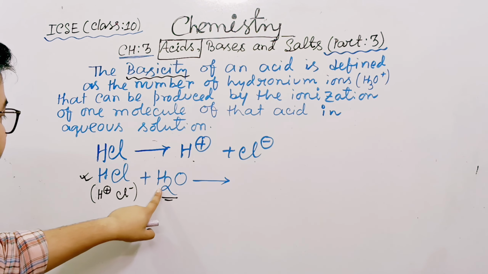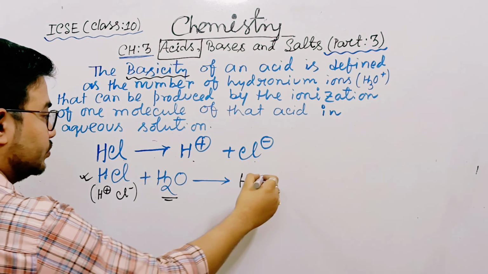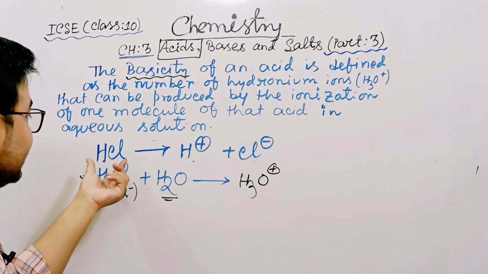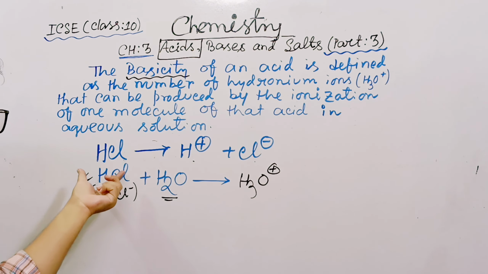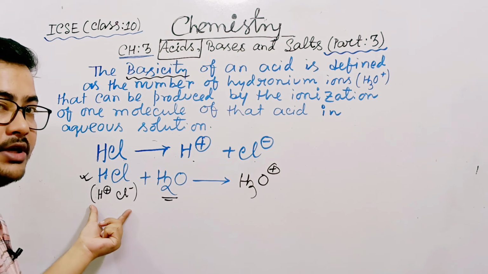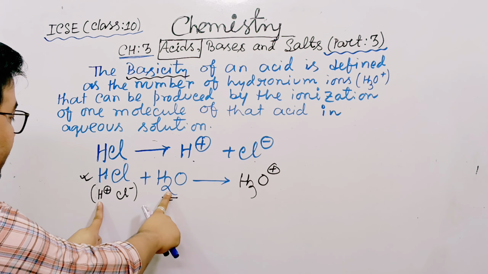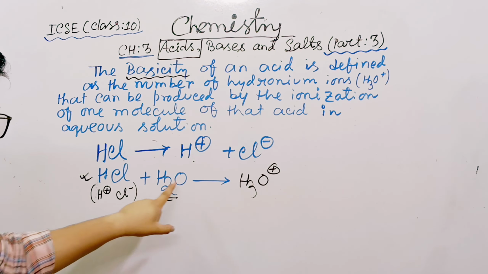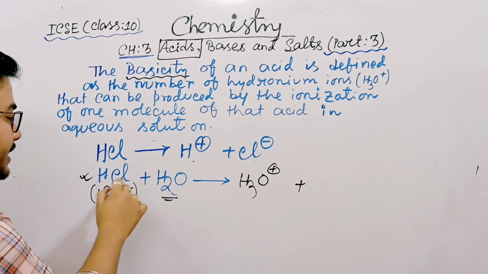This HCl combines with water. Now see, how many hydrogens? Here 2, and here 1. So H3 and then O, and plus also. HCl normally dissociates and forms H+ and Cl-. Now when you dissolve this HCl into water, this H+ combines with water, 2 hydrogens and 1 hydrogen, 3, and O, and plus is here, H3O+ along with Cl-.